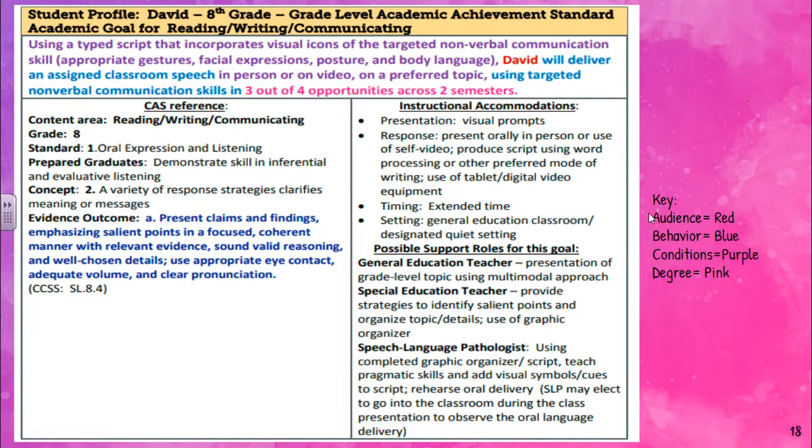You'll notice the color coding is different. The other thing about color coding is all of your purple doesn't necessarily have to be grouped all together. You'll notice that the purple for conditions, there's some up here and there's some after they've talked about audience and behavior. So it's okay to mix things up like that too.